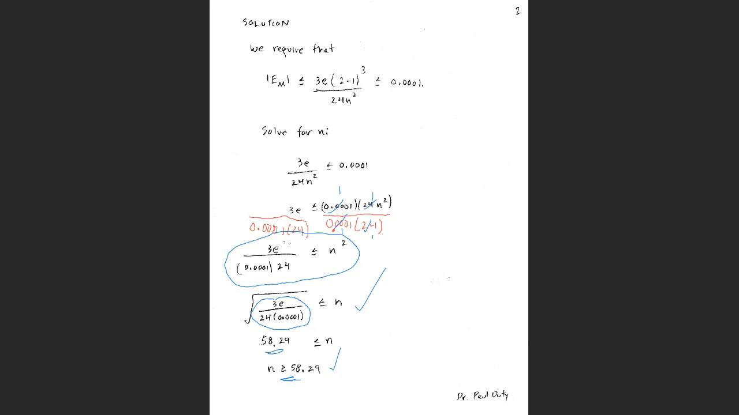So the question is, how many subintervals do we need? Do we need 58 subintervals, or do we need 59 subintervals? Algebraically, that's right. Good, Jonathan. We would need 59. Yes, if you round, 58.29 rounds to 58. But n is an integer. It's the number of subintervals, so 58 subintervals is not enough. You need 59 because 59 is greater than 58.29. Please let me know if you have any questions.